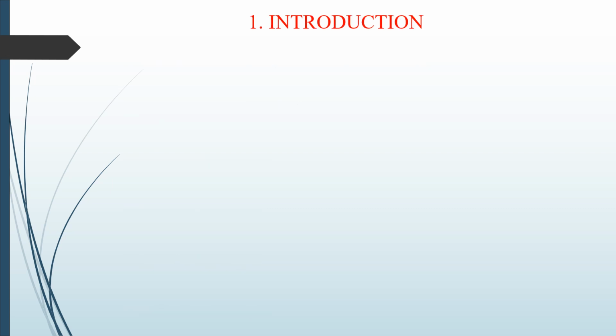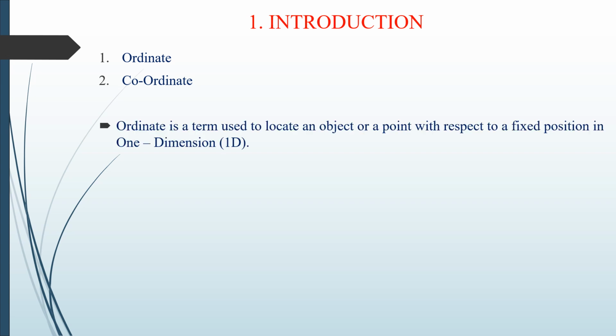It becomes very difficult to understand this chapter if we don't have a clear picture of these two terms, that are ordinate and coordinate. So let me try to explain you these two terms one by one. First of all, ordinate is a term used to locate an object or a point with respect to a fixed position in one dimension.